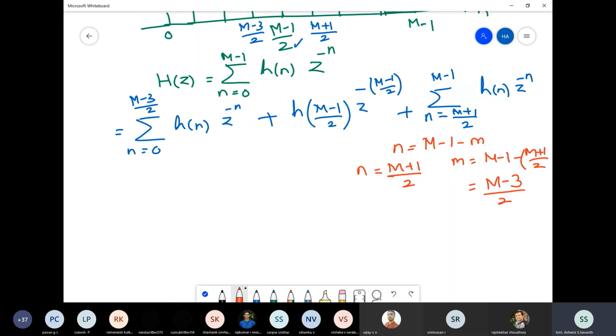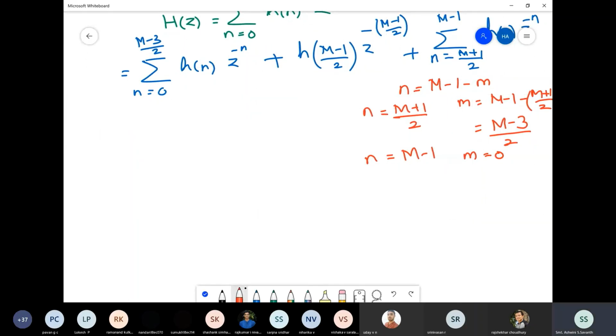M minus m by 2, you're going to get m by 2. Then minus 1 minus 1 by 2 is minus 3 by 2. So combining that, we can write small m as m minus 3 by 2. Similarly, the upper limit, when you put n equals m minus 1, small m becomes 0. So the limits are going to change, and let's make the substitution in the third term.